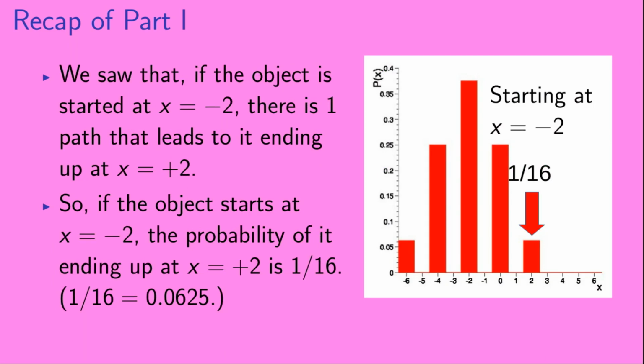We saw that if the object is started at x equals minus 2, there is one path that leads to it ending up at x equals plus 2. So if the object starts at x equals minus 2, the probability of it ending up at x equals plus 2 is 1 divided by 16. And if you want to compare that with the plot at the right, it's useful to know that 1/16 is equal to 0.0625.